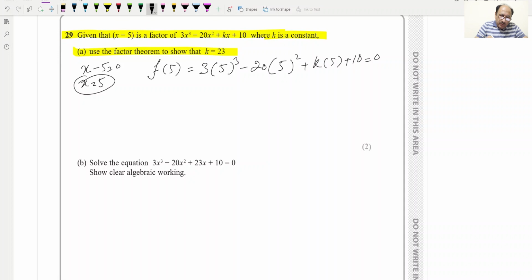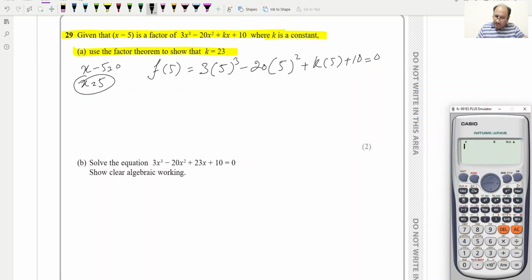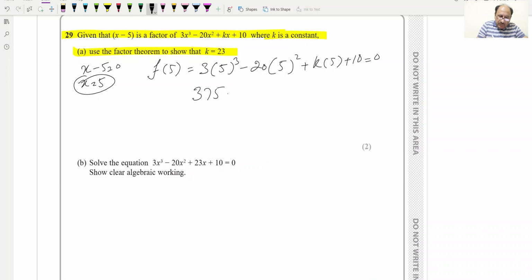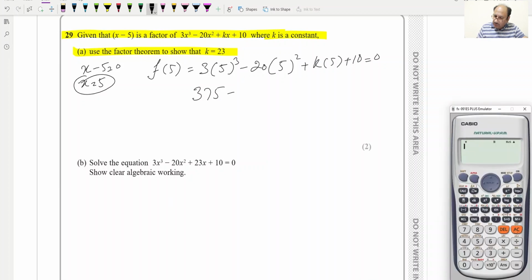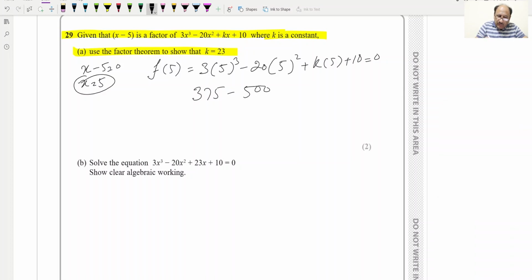By the factor theorem, we can write this as 3 multiplied by 5 cubed, and this is equal to 375. 375 minus 20 into 5 squared, and this is equal to 500, plus 5k plus 10 is equal to 0.